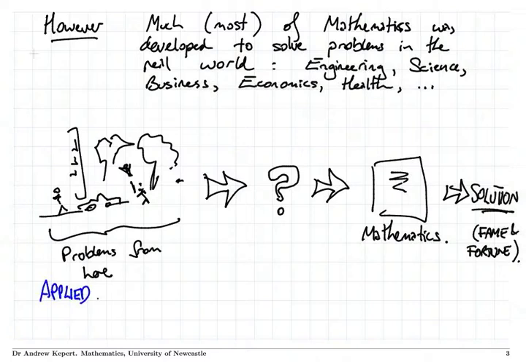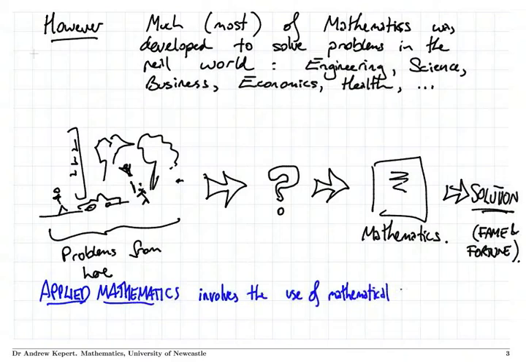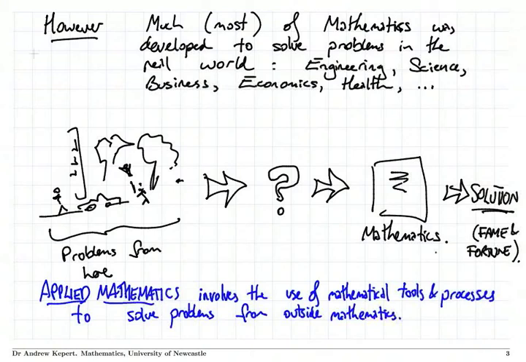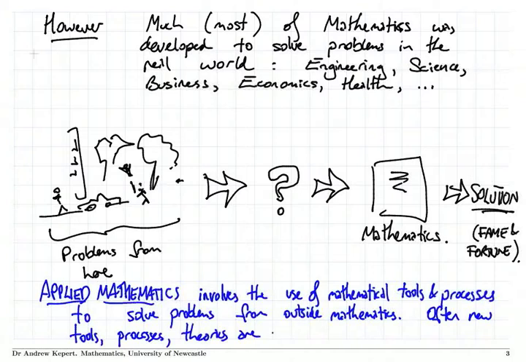In a nutshell, this is what applied mathematics is about. Applied mathematics involves the use of mathematical tools and processes to solve problems from outside mathematics, real-world problems. Often when we're doing applied mathematics, we will develop new tools, processes, and theories. The good news is that most of this fits within our established framework of thinking and working mathematically.